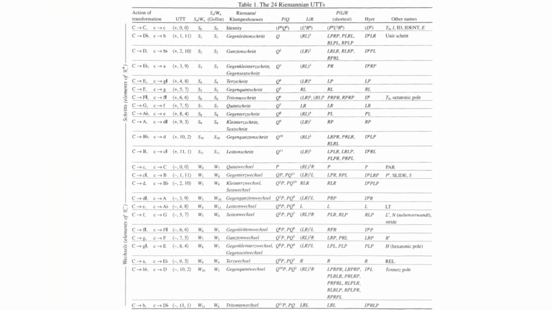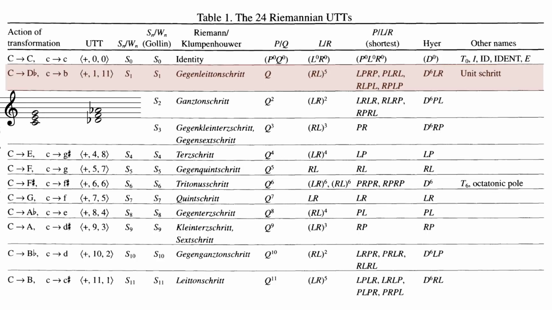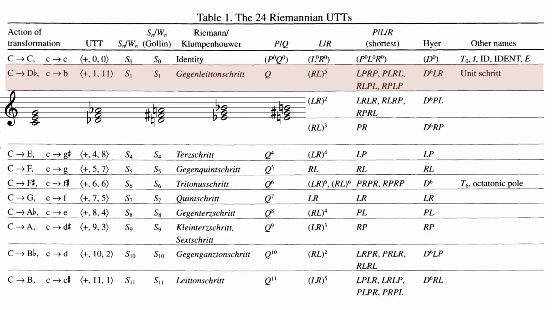What pops out here are the Schritts and the Wechsels, which stand for step and exchange. Schritts have positive UTTs, which means that they create chains of chords. So using the Gegenleitung Schritt, which translates to step against the leading tone, the quality of the chord is preserved and C major moves up to D flat major. But applying the Gegenleitung Schritt a second time leads to D major, then E flat major, and so on.